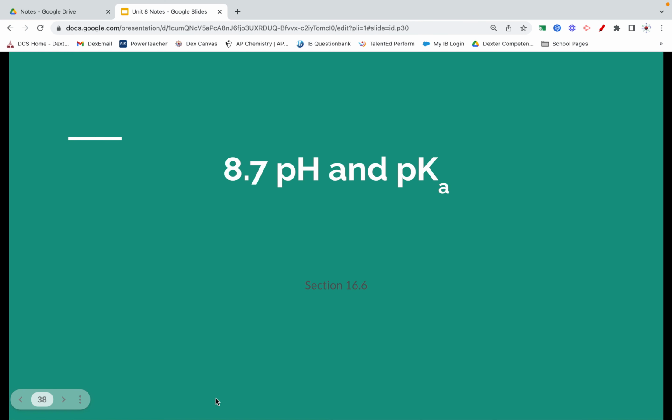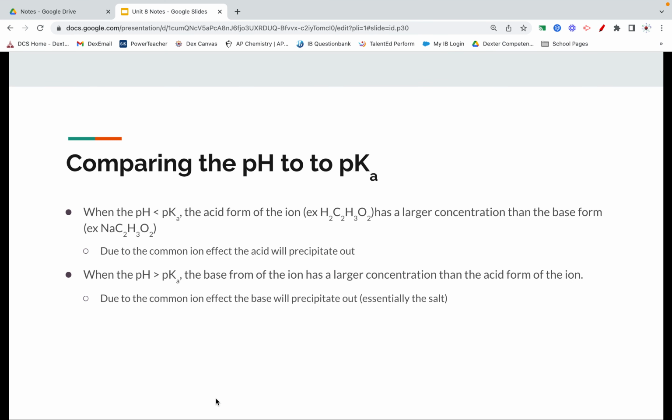pH and the pKa. So we can actually look at how pH and the pKa compare to one another in an acid-base titration. When the pH is less than the pKa, the acid form of the ion has a larger concentration. Essentially, it's going to be the acid in higher concentration, the conjugate base in lower concentration. And then due to the common ion effect, the acid's going to precipitate out.